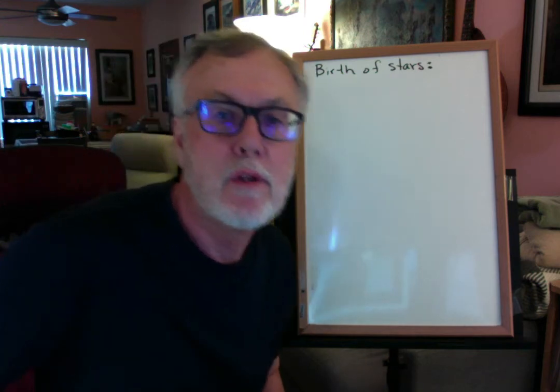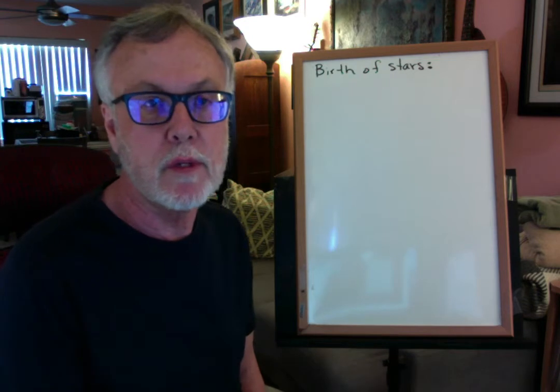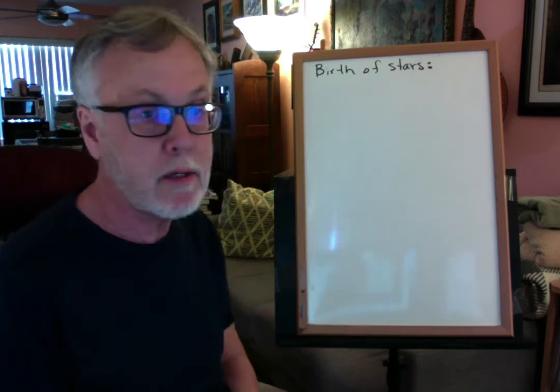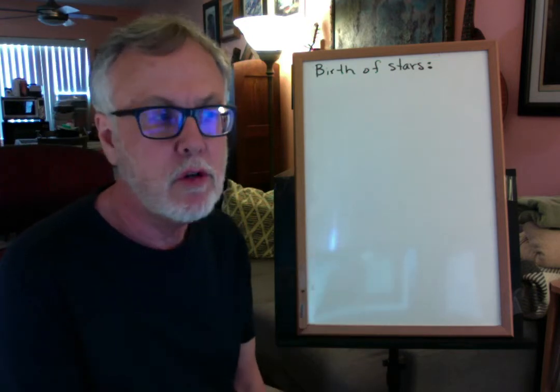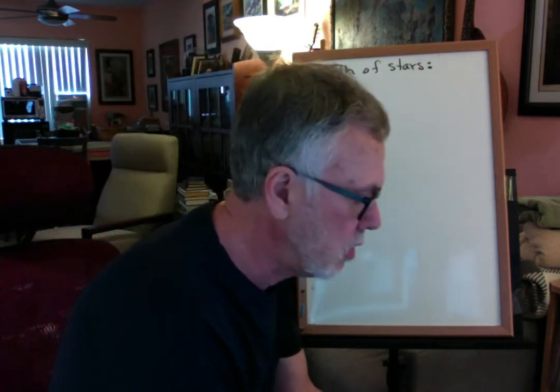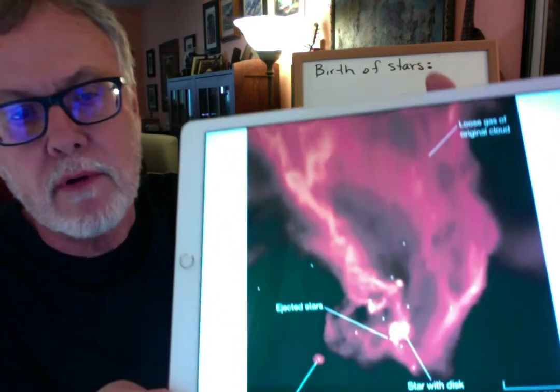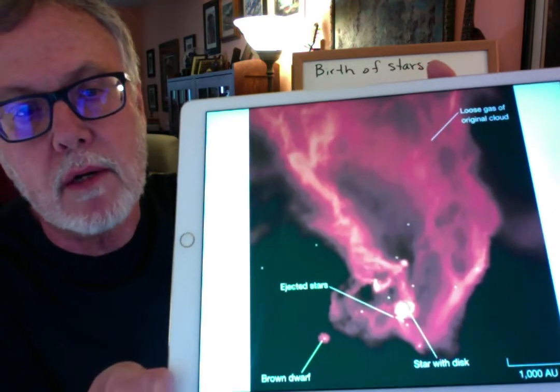So this is the final lecture video for the Unit 2 material. It has to do with the birth of stars. And so generally what we're going to talk about is how in different regions of space we can find different areas that are the birthing areas of stars.